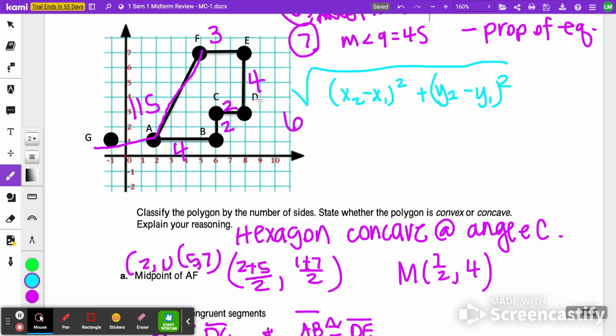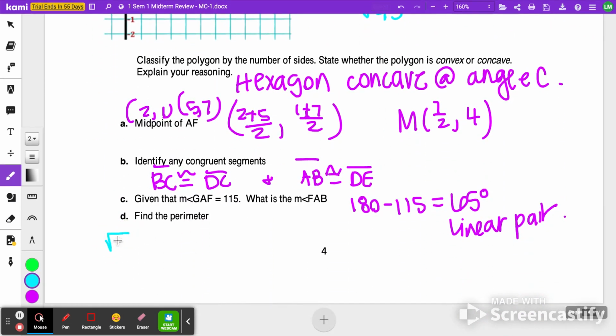Point A again is at 2, 1. So I'm going to say that is 2, 1 for our x2, y2. And then F is at 5, 7, x1, y1. 2 minus 5 is 3. 3 squared is 9. 1 minus 7 is 6. 6 squared is 36. So that is the square root of 45.